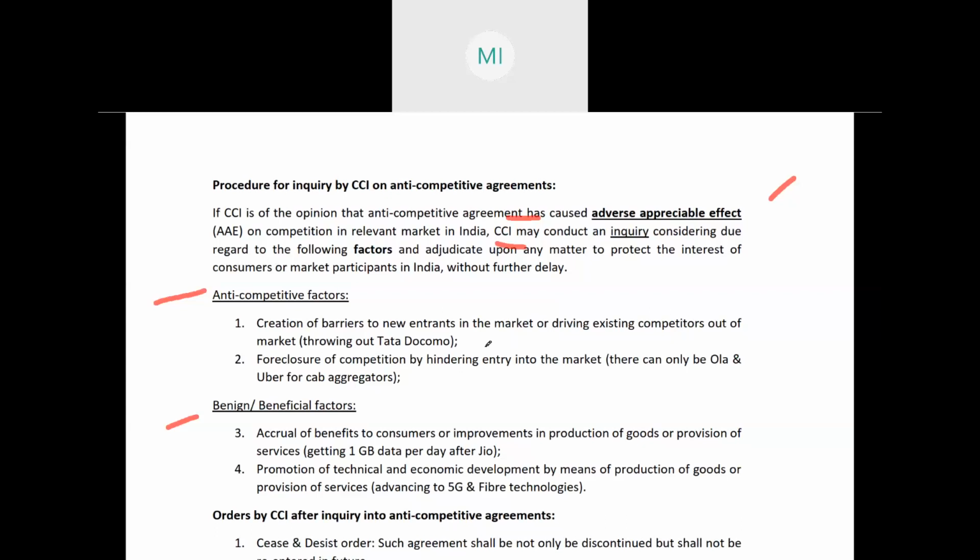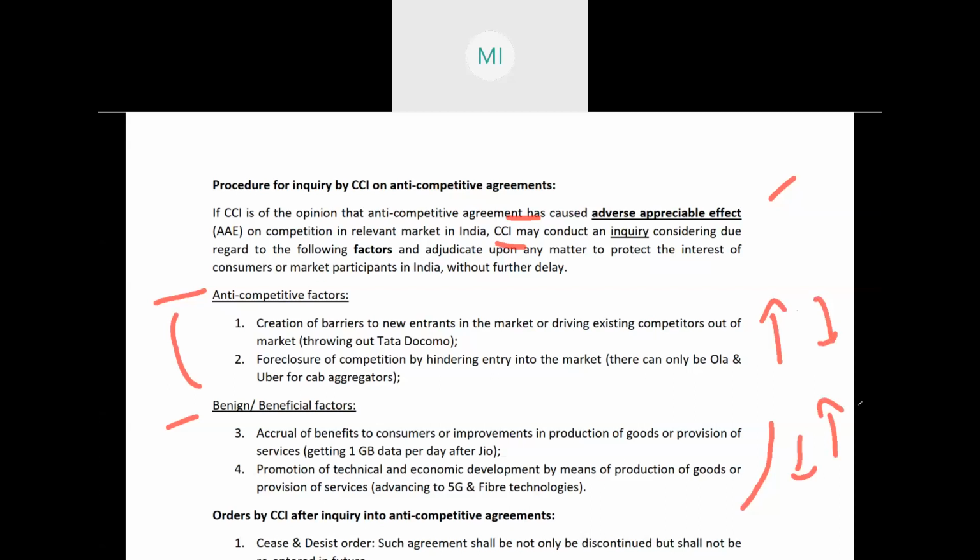So advancement in technology. The Competition Commission will weigh all these factors and see whether it creates an adverse appreciable effect. If there are more factors on this side and fewer on that side, then it's an adverse appreciable effect. Other way around, if there are fewer of this and more of that, then it does not cause an adverse appreciable effect. Simple. So this is how they will weigh and come to a conclusion.